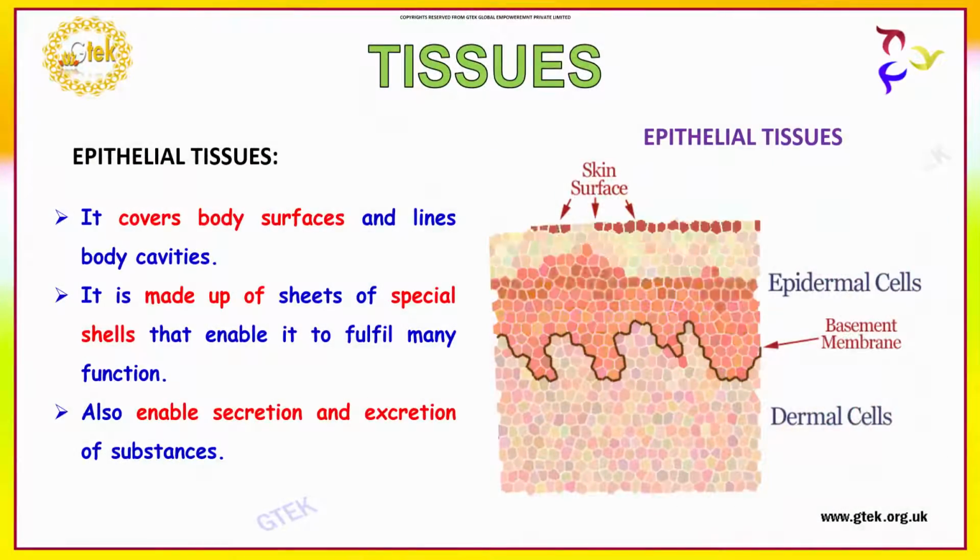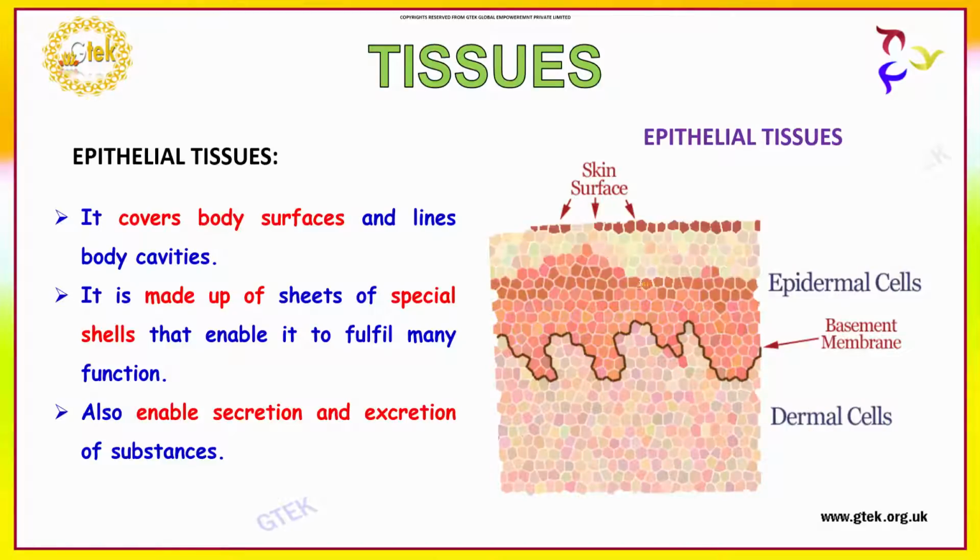Let us talk about epithelial tissue. It covers the body surface and lines body cavities. You can see here the skin surface. The epithelial tissue is here, and it is made up of sheets of special cells that enable it to fulfill many functions, and it also enables secretion and excretion of substances.